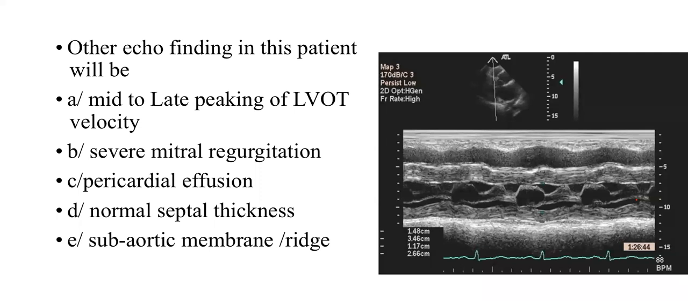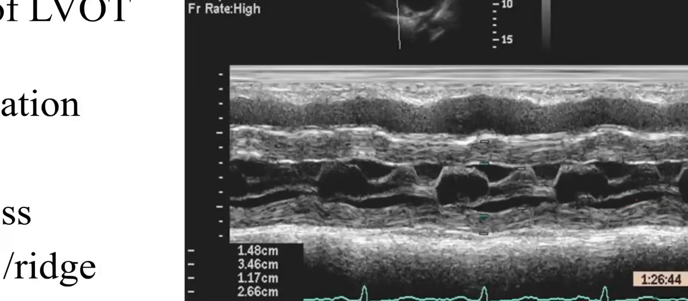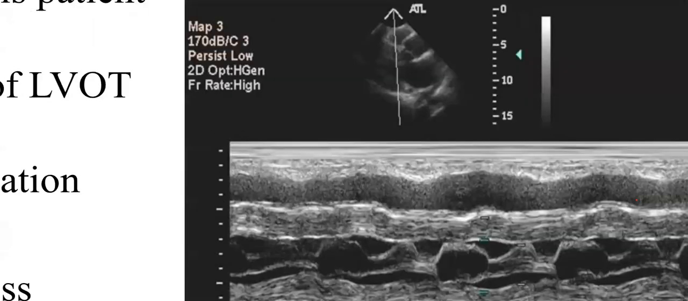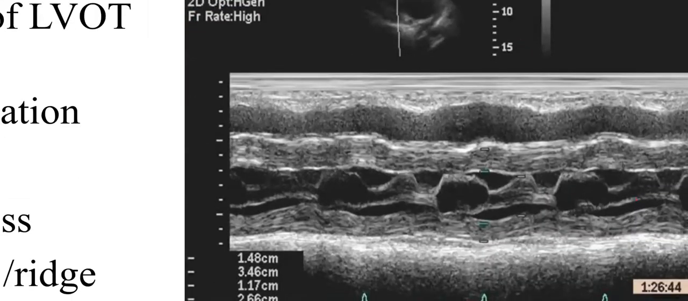So what do you see in this M mode? Look at it. Mid to late peaking LVOT. Very good. So SAM. Why? This is SAM, exactly. So this is M mode of the mitral valve, and what we see is SAM, with LVH. You see the significant septal thickness, posterior wall thickness, and we have SAM.